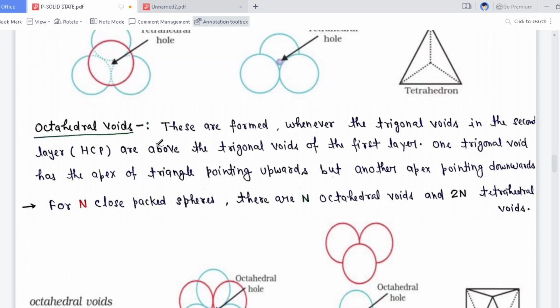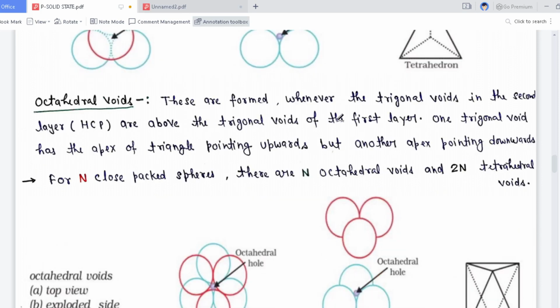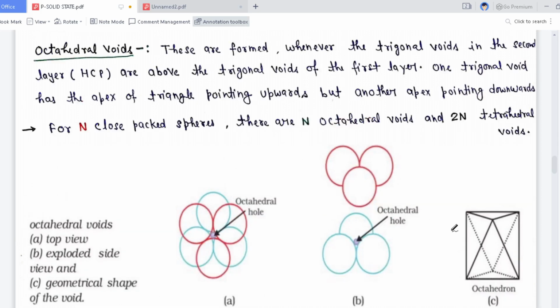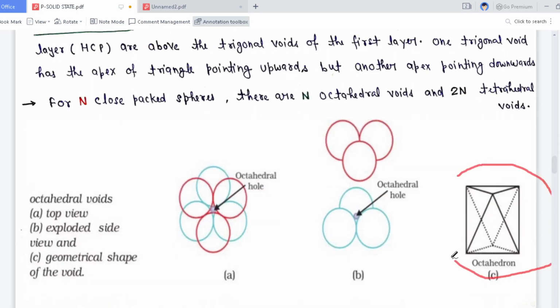Now next we have octahedral voids. These are formed whenever the trigonal voids in the second layer are above the trigonal void of the first layer. In the tetrahedral case, we had 3, but there was just one on top which covered it like this. But in this case, we have 3 on top, so there is a void on top of a void. That's pretty simple. It looks like an octahedron, which is why it is called an octahedral void.